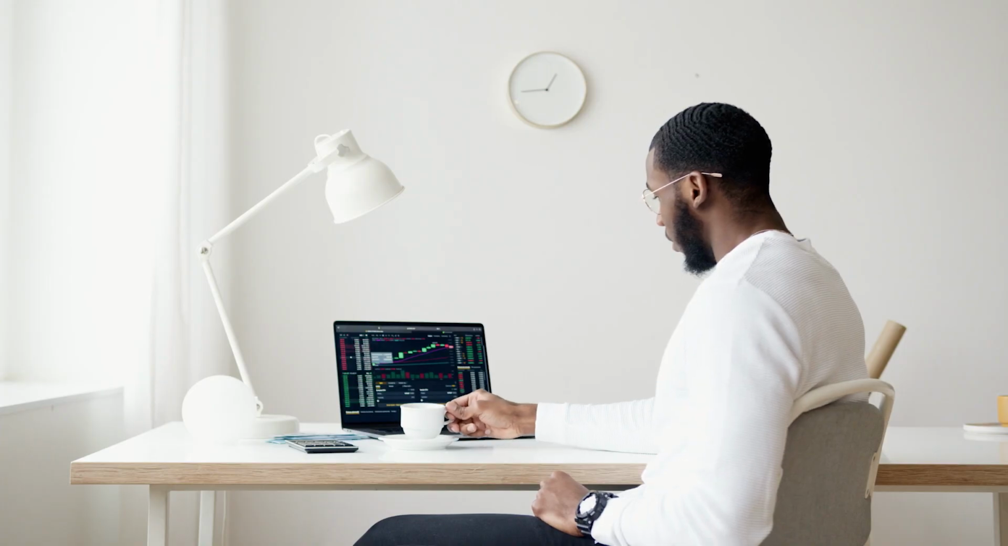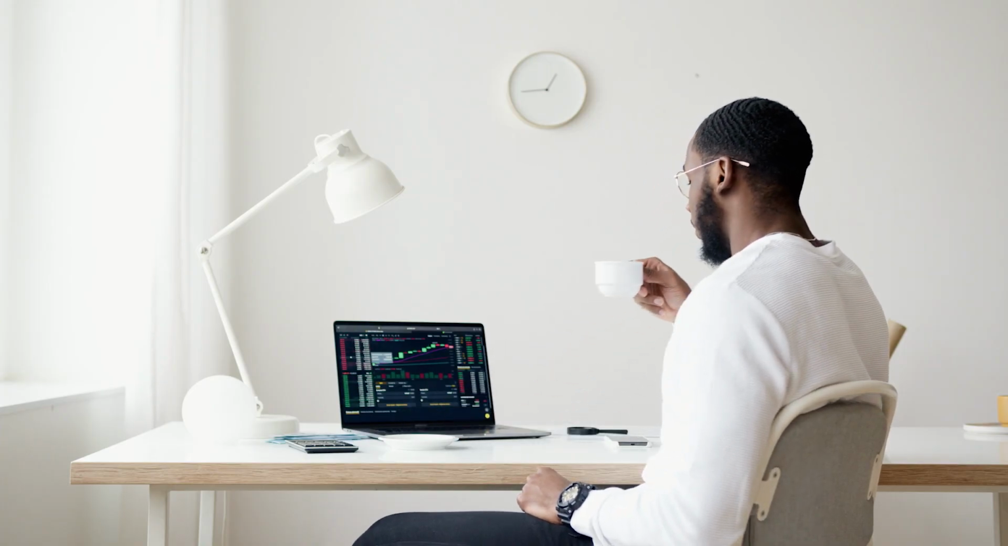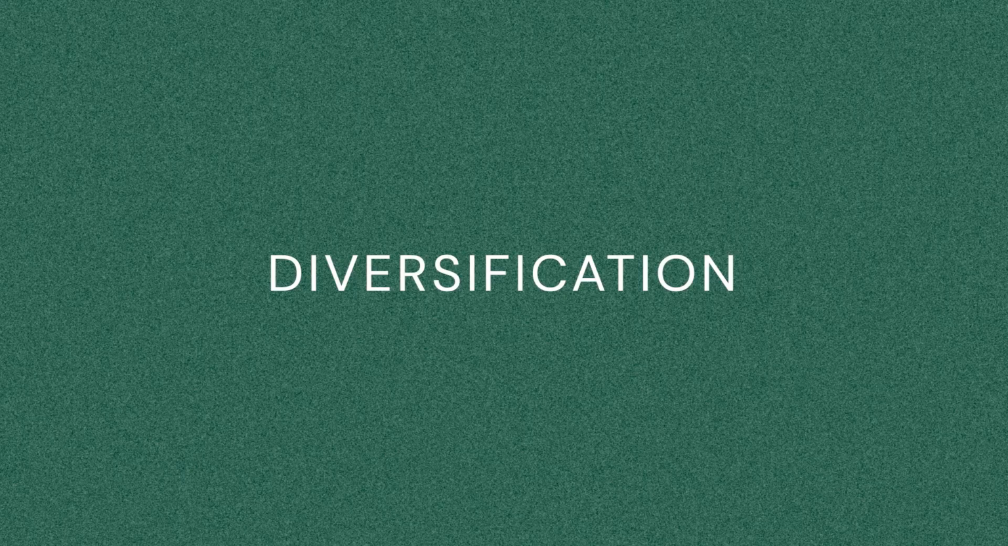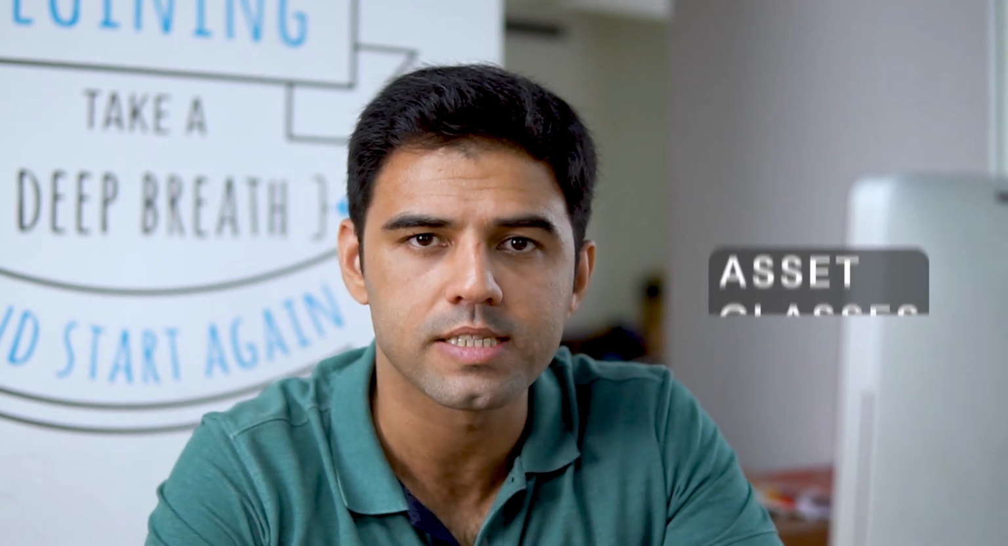So let's get started. Now, if you're someone who wants to start investing from scratch and build your own portfolio, there are some key points which you need to keep in mind. Number one, diversification. A smart portfolio is a diversified portfolio. Diversification should be done both across multiple securities and asset classes. The importance of diversification cannot be overstated.